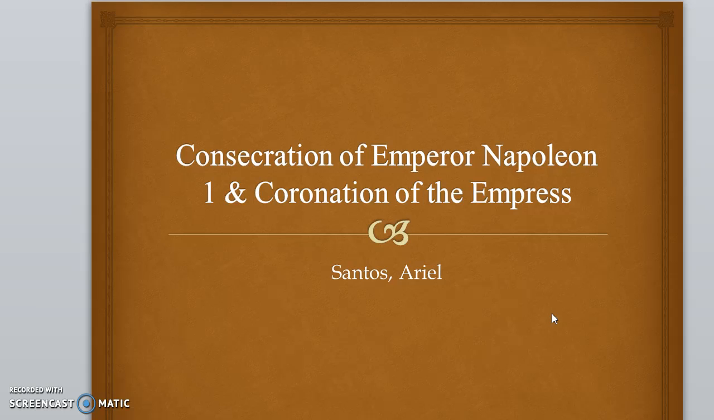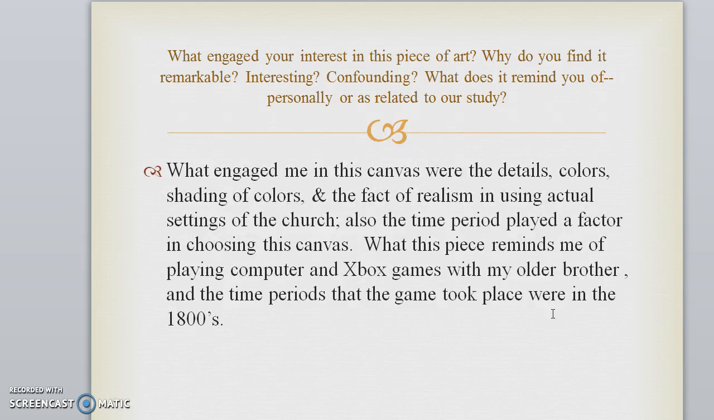The art that I decided to take a look at was the consecration of Emperor Napoleon I and the coronation of his empress. What engaged me in this canvas were the details of the colors, the shading of the colors, the realism of using actual settings of the church, and also the time period that played a factor in the creator David choosing to do this oil on the canvas.